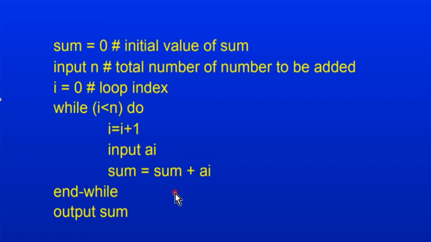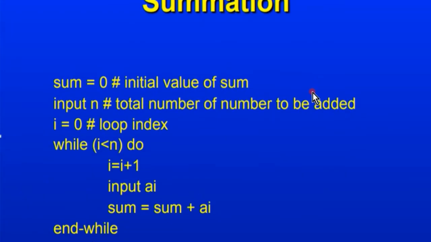Input AI. Since we are doing the process the first time, input one number and add that number to sum. Sum is equal to 0 plus that first number, and repeat the same process for all 5 numbers. Next time I may be 1, then 2, then 3, then 4. Since it is less than n, till 4 it processes and displays the sum. This type of concept we call the summation process.